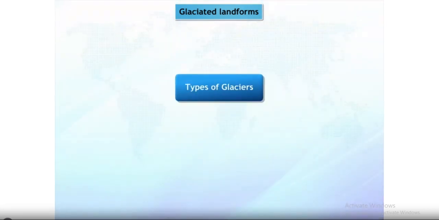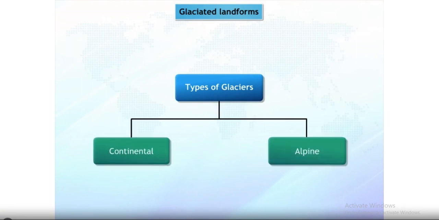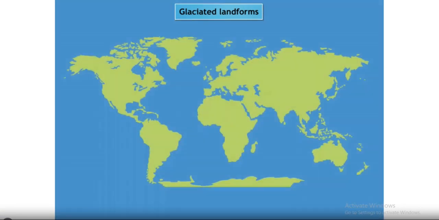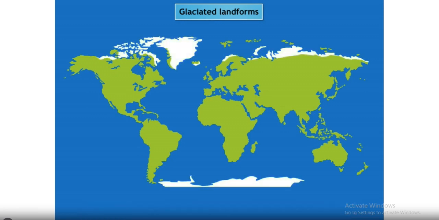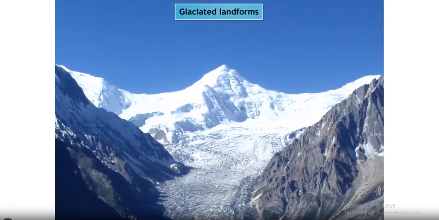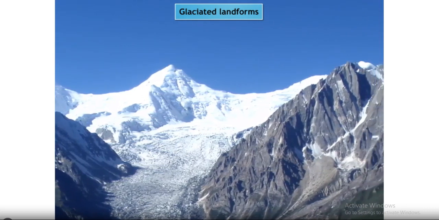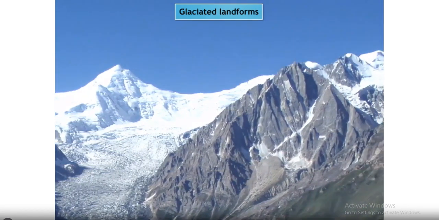There are two different types of glacier, continental and alpine. The glaciers formed near the poles are called continental glaciers. They include Antarctica, most of Greenland, and the Arctic. They are huge sheets of ice formed from snowfalls over thousands of years.